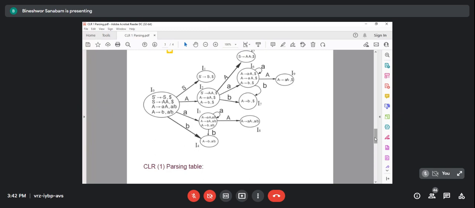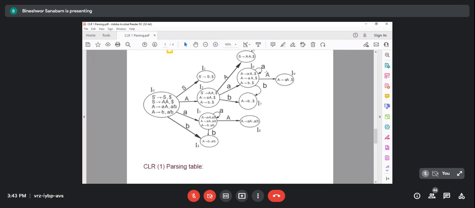If you look at I3 and I6, only their look ahead is different. So this is one example. Then look at I4 and I7. Are they the same? Yes, sir. So I3 and I6 are the same, just note it down. They have the same LR0 items but different look ahead symbols. Then I4 and I7 also have the same LR0 items but different look ahead symbols.